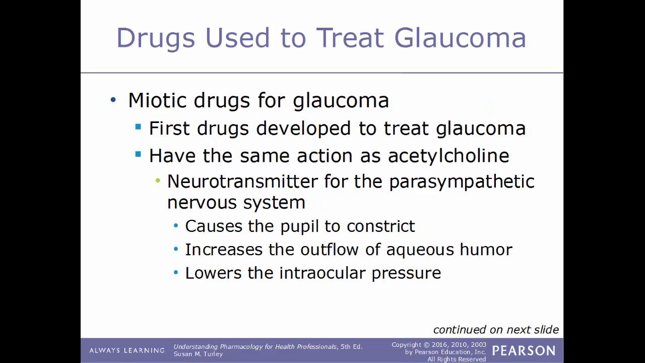Another class of drug that can be used to treat glaucoma are miotic drugs. And these were the first drugs that were developed to treat glaucoma. And these have the same action as acetylcholine, which is a neurotransmitter found in the parasympathetic nervous system. And this class of drug will cause the pupils to constrict, which will increase the outflow of the aqueous humor. It will lower the amount of intraocular pressure.